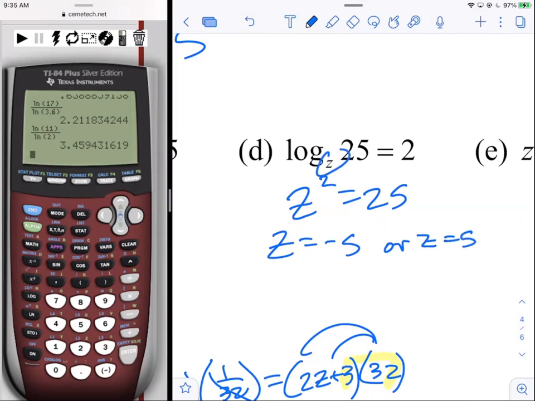In this context, we're finding the base. Can we have a negative base? No. So we considered it, and then we said, get out of here. And the answer is just 5.